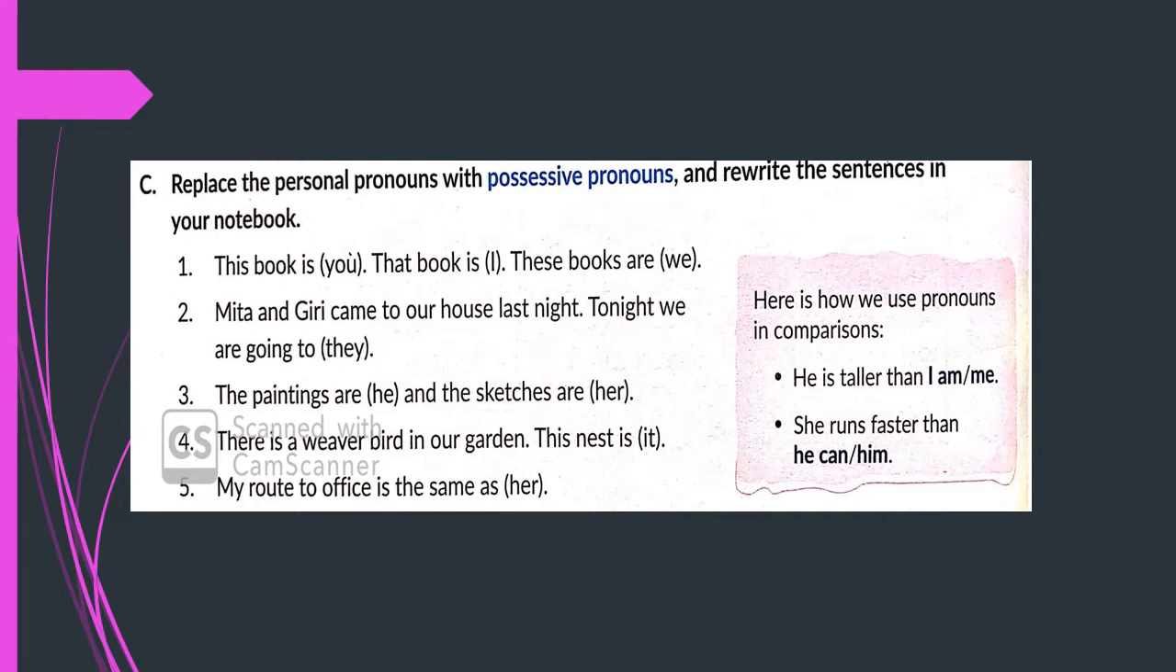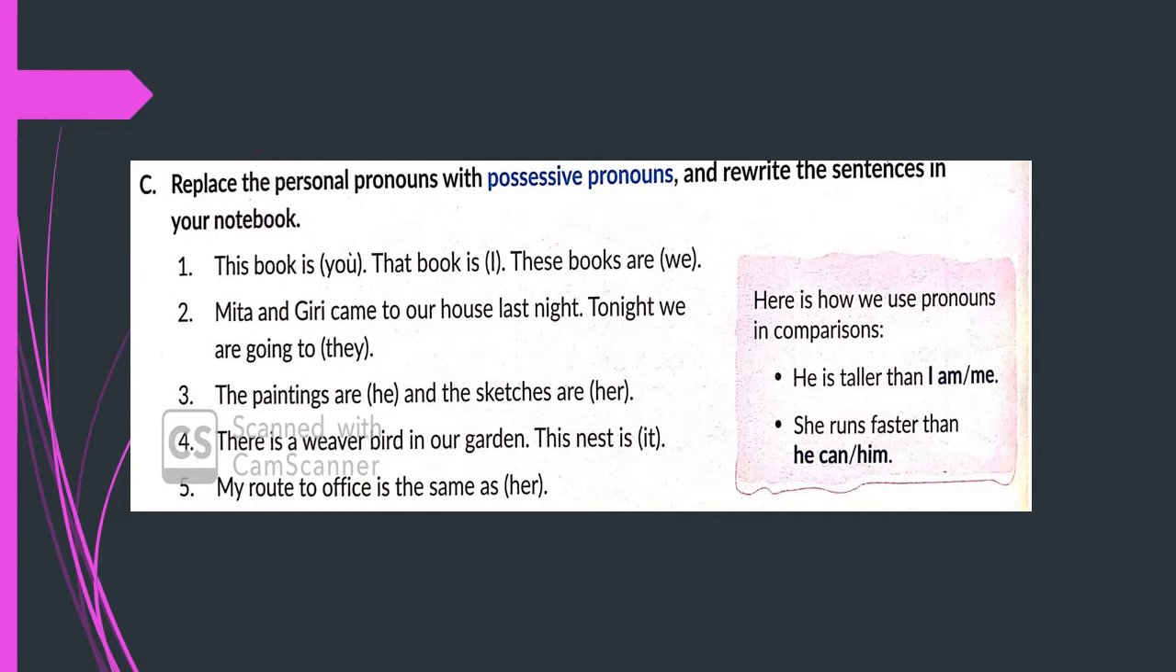Similarly, 4 more sentences to go. Meeta and Giri came to our house last night. Tonight we are going to dash. Now you have to use a possessive pronoun in place of Meeta and Giri.